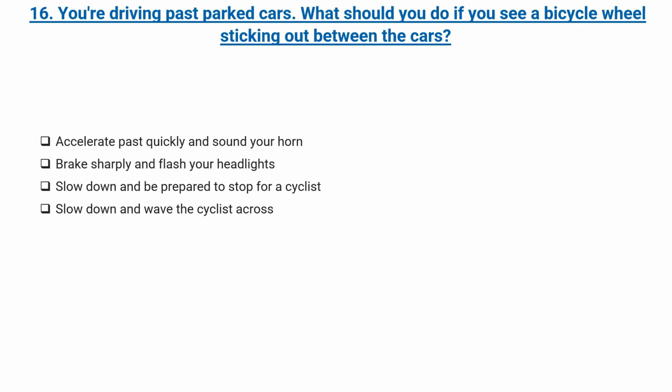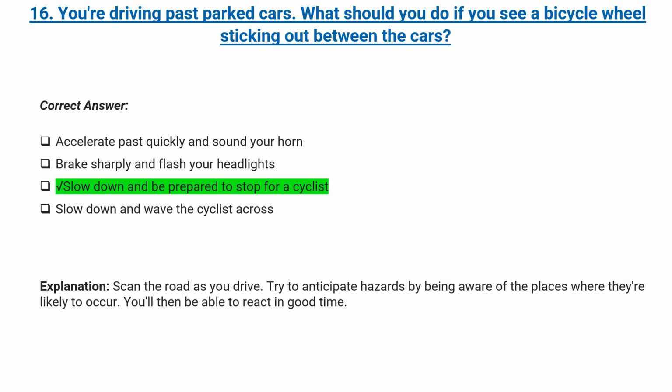16. You're driving past parked cars. What should you do if you see a bicycle wheel sticking out between the cars? Accelerate past quickly and sound your horn, brake sharply and flash your headlights, slow down and be prepared to stop for a cyclist, or slow down and wave the cyclist across. Correct answer: slow down and be prepared to stop for a cyclist.